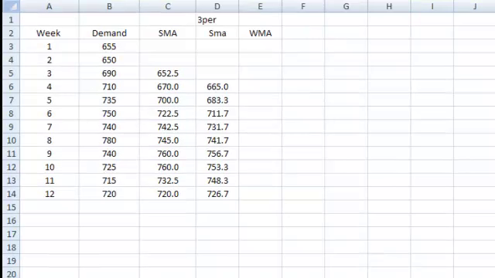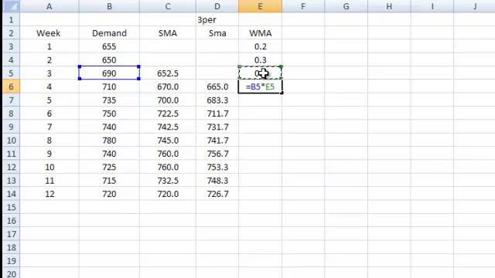We may decide that a weighted moving average would be more appropriate for our business, in which case we still need to decide how many weeks of data we want to include in our weighted moving average. Let's assume that we've decided to use weights of 0.5, 0.3, and 0.2. We'll begin our forecast in week 4. We'll take our week 3 data and multiply that times 0.5, then add on our week 2 data multiplied by 0.3, and then add on our week 1 data multiplied by 0.2.